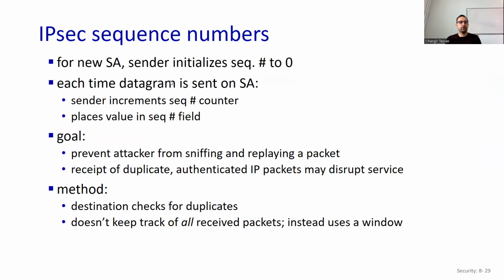IPsec sequence numbers: for a new SA, the sender initializes the sequence number to 0. Each time a datagram is sent on the SA, the sender increments the sequence number counter and places the value in the sequence number field. So this is why it is connection oriented. The goal is to prevent an attacker from sniffing and replaying a packet. Receipt of duplicate authenticated IP packets may disrupt service. So this way you prevent them by the sequence numbers. Method: the destination checks for duplicates. It doesn't keep track of all received packets, instead it uses a window.